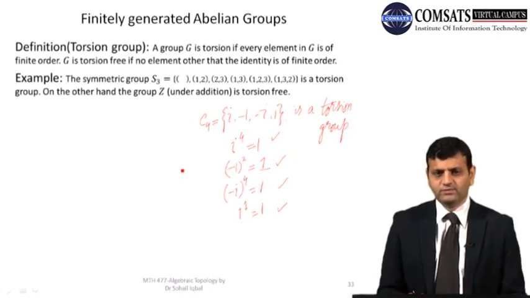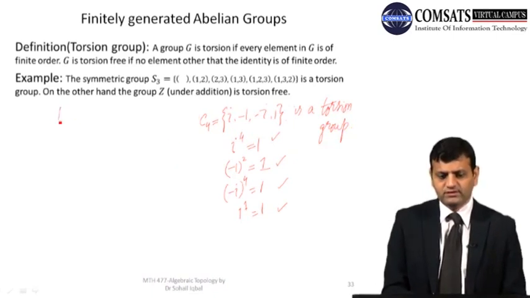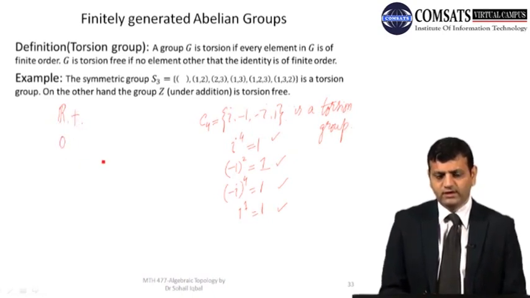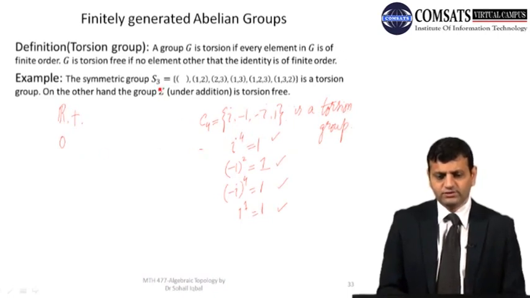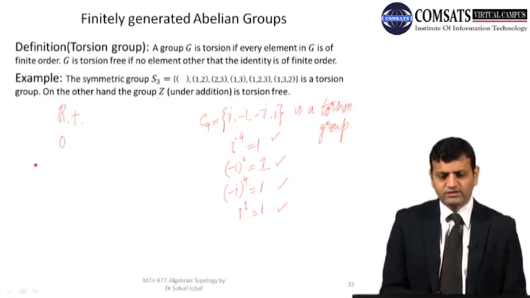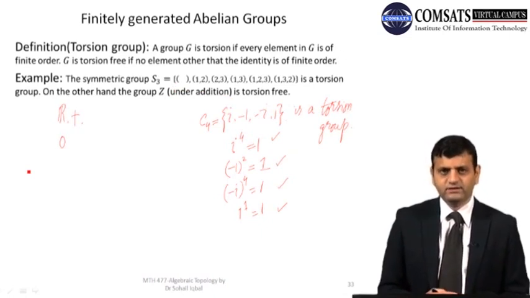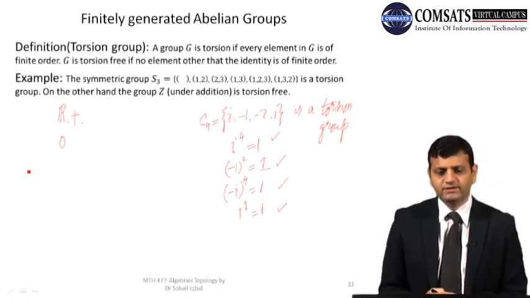But of course there are many other groups as well where no element other than identity is of finite order. So for example, consider the set of real numbers under addition. Apart from the 0, which is the identity under this binary operation, no other element has finite order. So the symmetric group S3 is a torsion group. On the other hand, the group Z is torsion free. So there is another example. In general, we can prove, of course this is not part of our course, that every finite group is a torsion group due to the results coming from group theory.